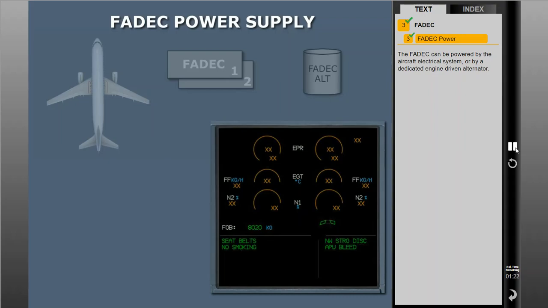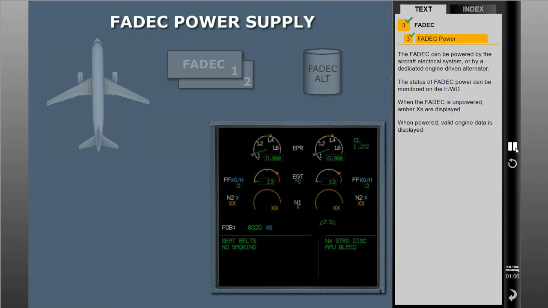The FADEC can be powered by the aircraft electrical system or by a dedicated engine-driven alternator. The status of FADEC power can be monitored on the EWD. When the FADEC is unpowered, amber X's are displayed. When powered, valid engine data is displayed.